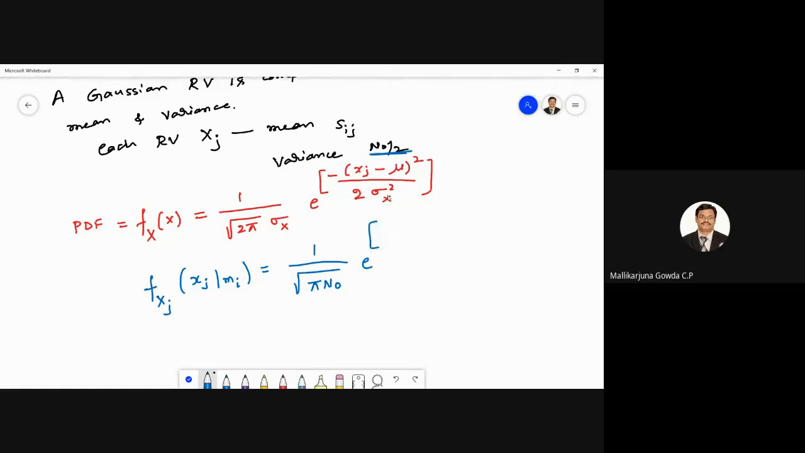Here also sigma squared x is equal to n naught by 2, so the 2 will get cancelled. I can write minus 1 by n naught into (xj minus the mean), that is Sij. Just substitute that. So this is the generalized expression for the probability density function of the random variable xj. Here the value of i can vary from 1 to m, and the value of j can vary from 1 to n. Let me call this expression number 16.